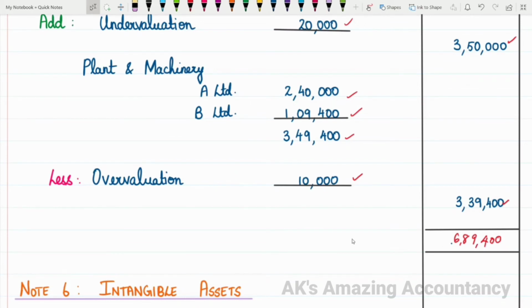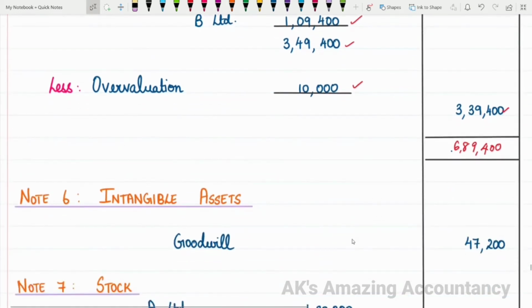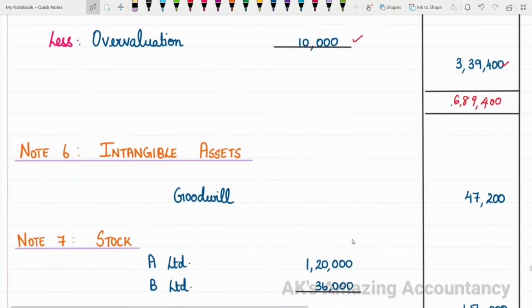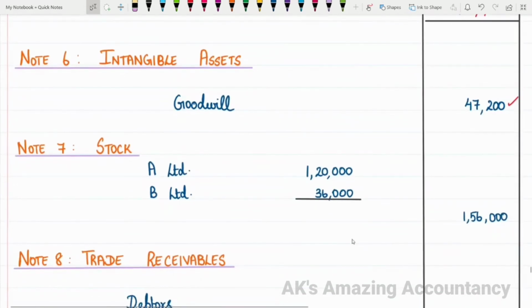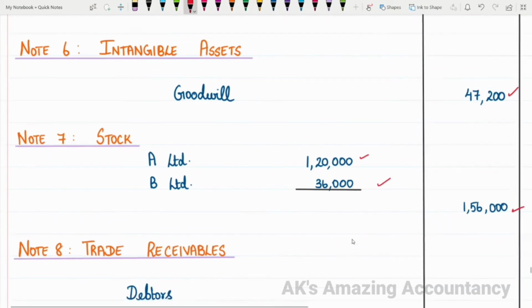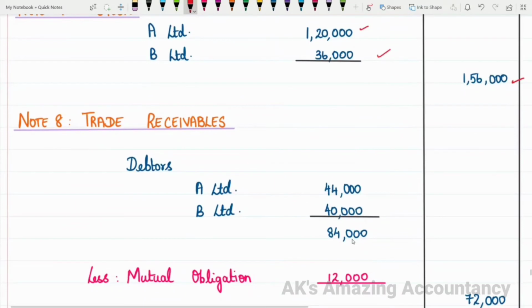Then note 6 is intangible assets. We have calculated goodwill already, isn't it? That will come here. How much is the goodwill we calculated? It is 47,200. That is note 6. Then note 7 is for stock. A Limited 1,20,000 as per the balance sheet, B Limited 36,000. Put together it will give you 1,56,000. Then note 8 is for trade receivables, under which debtors A Limited 44,000, B Limited 40,000, total comes to 84,000.